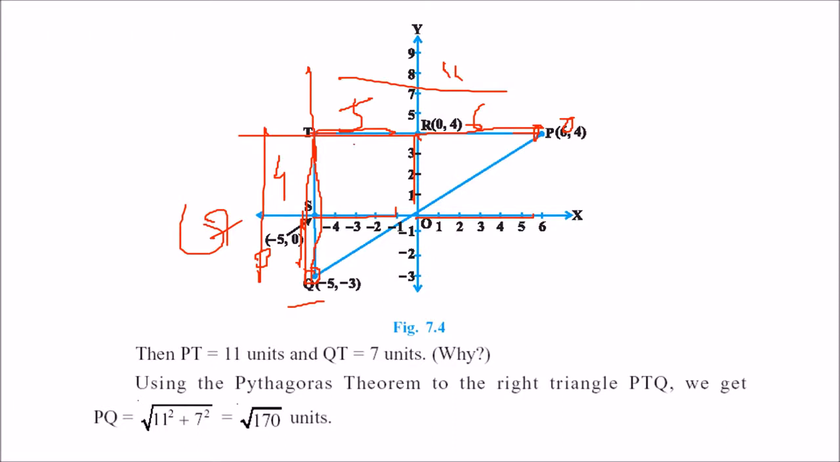Now again you can use the Pythagoras theorem. 11 square plus 7 square under root. This will be your distance.